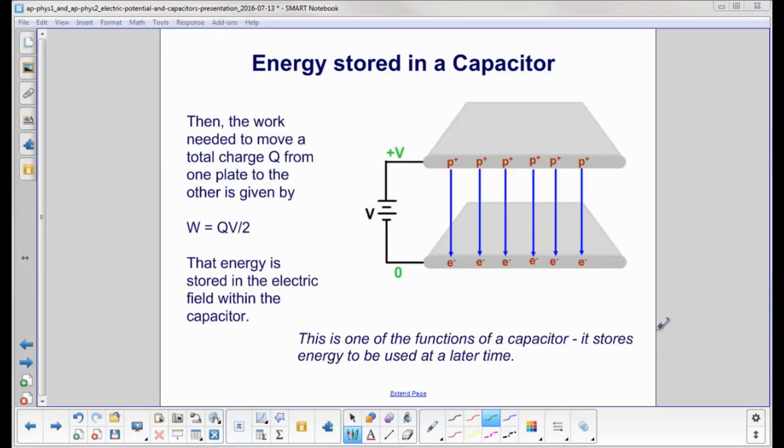If I'm now moving a total charge, not just an electron, total charge Q from one plate to the other is given by work equals QV over 2. That energy is now stored in this electric field that was created by the separation of charges. So that is, as mentioned earlier, one of the functions of a capacitor. It stores energy so you can use it at a later time.